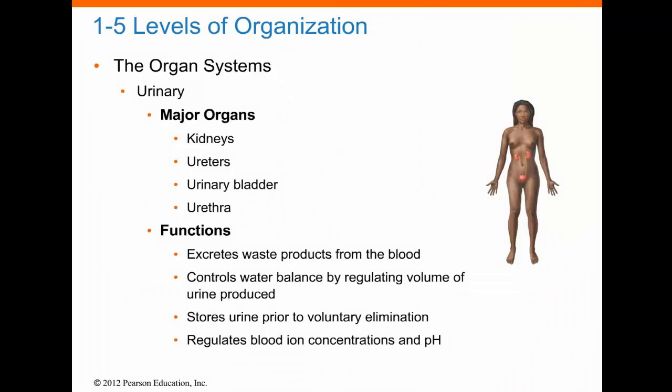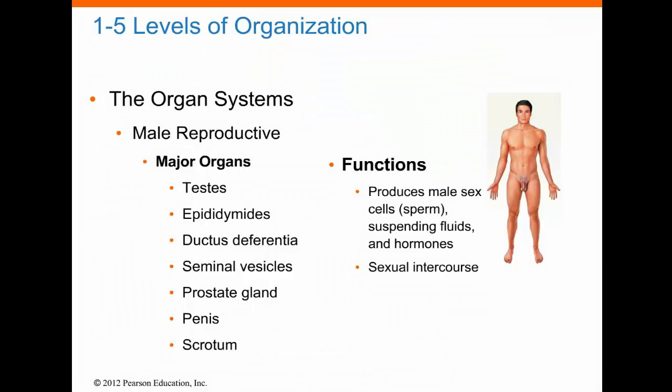The other organ systems that we're not covering in this semester include the male reproductive organs, where we've got the testes, the epididymides, the ductus deferentia, the seminal vesicles, the prostate gland, the penis, and the scrotum. And of course, the functions are to produce male sex cells, also known as sperm, the suspending fluids and hormones, and be involved in sexual intercourse.